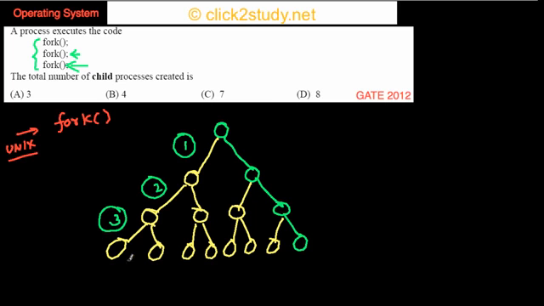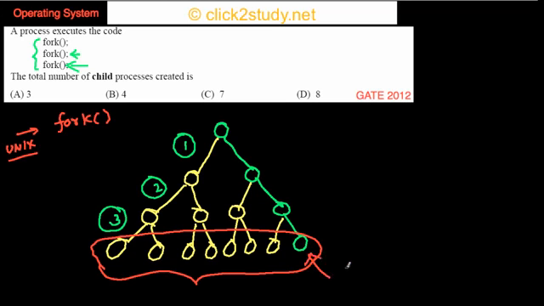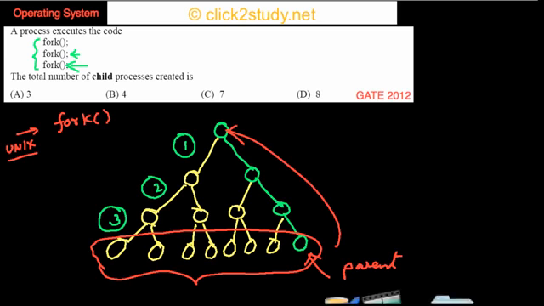So how many total processes do you have? If you look at these leaves, they will give you the total number of processes. There are 1, 2, 3, 4, 5, 6, 7, 8, but out of these 8, this one is the parent from the beginning. So all the remaining are the child processes, which is option 7.